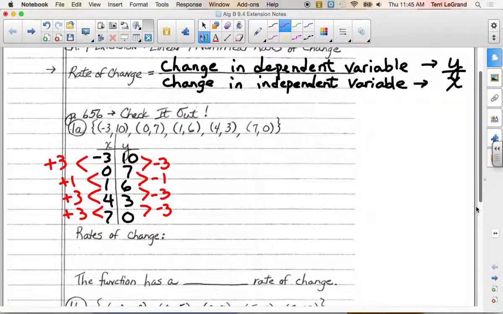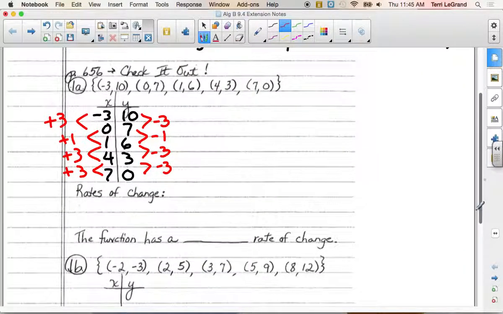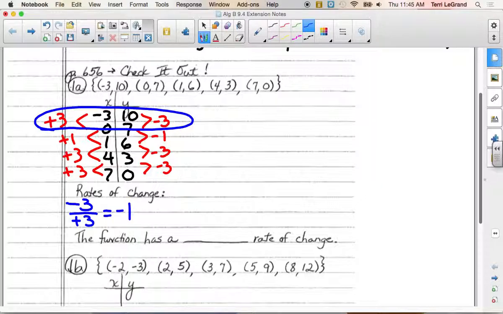So let's go do that down here, in this spot where I have. Let's take our first one right here. We're concentrating on that one. We're going to put the change in the y, which is -3, over the change in the x, which is +3, and we're going to divide it out. What does that divide out to? -1. So the next one, we're moving on to the next change. We have a change in y of -1. The change in x is +1. What does that divide out to? -1.